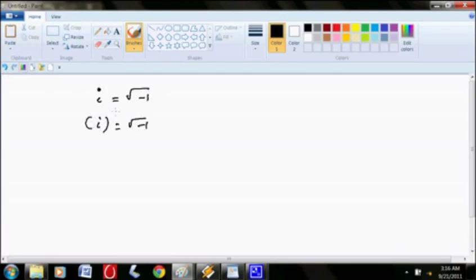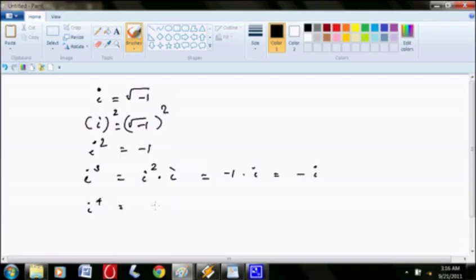what I'll do here is I will square both sides, and I'll get i square is minus 1. i cube is i square into i, which is minus 1 into i, which is minus i. i to the power 4 you can make in two ways. One is i square into i square. i square is minus 1 into minus 1, which is 1. i to the power 5 is i to the power 4 into i, which is 1 into i, which is i.